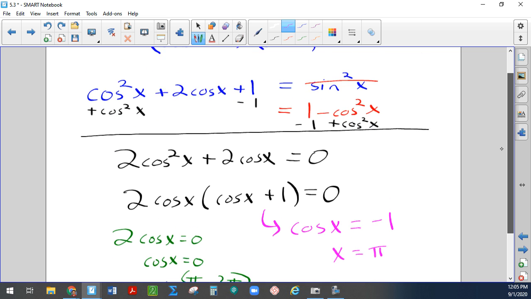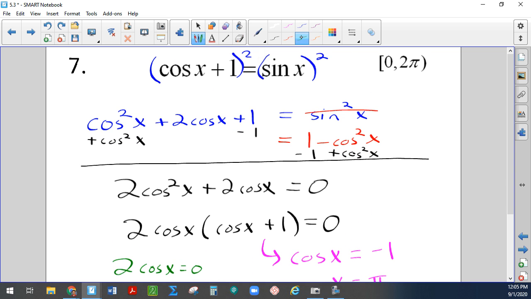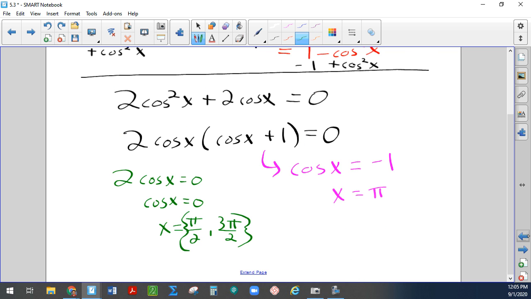Sine of pi over 2 is 1. Cosine of pi over 2 is 0, plus 1. So I get 1 equals 1. So pi over 2 works. 3 pi over 2, I get sine of 3 pi over 2 is negative 1. Cosine of 3 pi over 2 is 0, plus 1. So 1 does not equal negative 1.